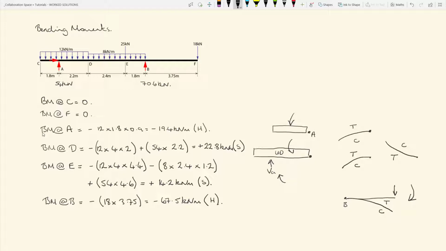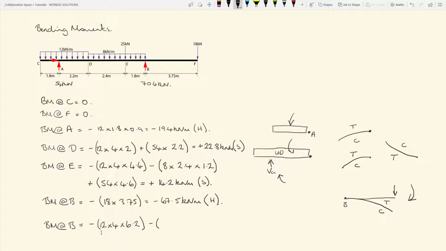And if we want to check that, we could also take the bending moment at B, but we could take it with relation to A. We have minus 12 times 4, that's the magnitude of the load, times the distance over which it acts, times 6.2. So that's from the centroid of the UD load to the vertical reaction at B. That's the first UD load.